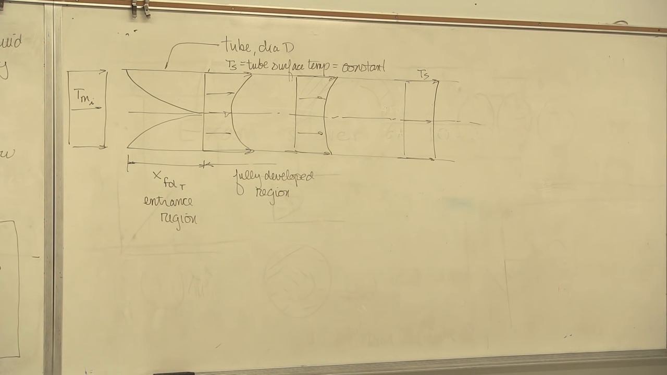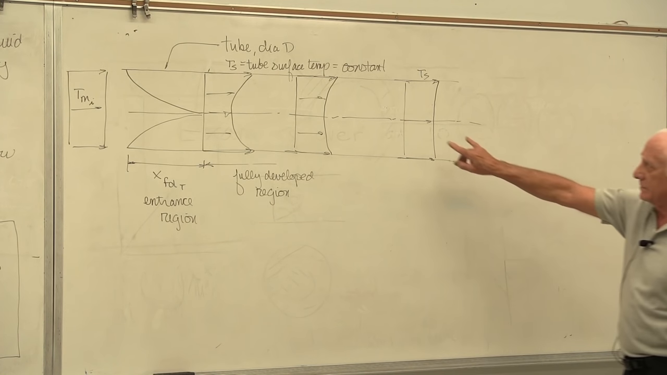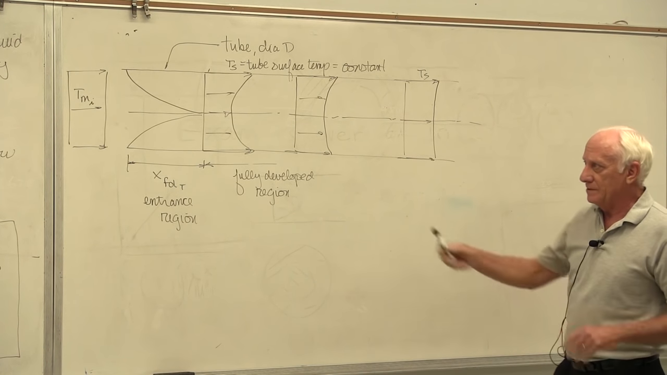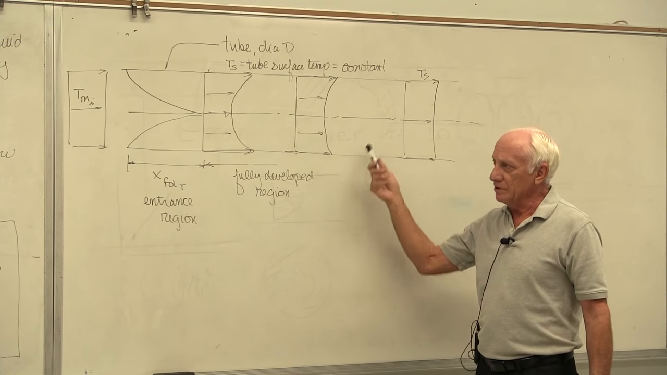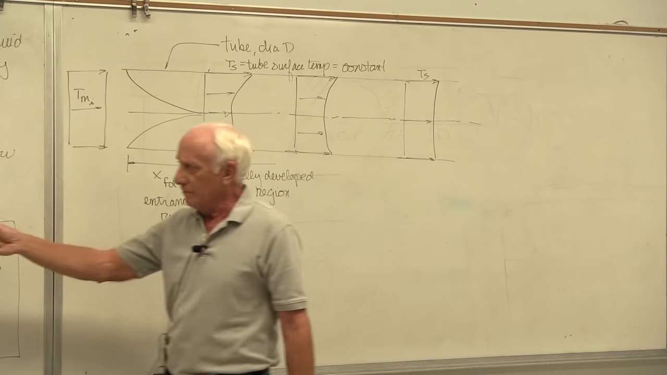It's getting flatter and flatter across the middle. All the fluid in there is approaching the tube surface temperature, T_S. All the fluid temperature is approaching T_S, if you go down far enough. That's the fully developed region for temperature. Here's the fully developed region for velocity.